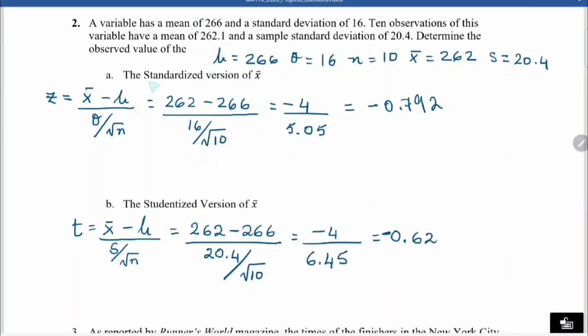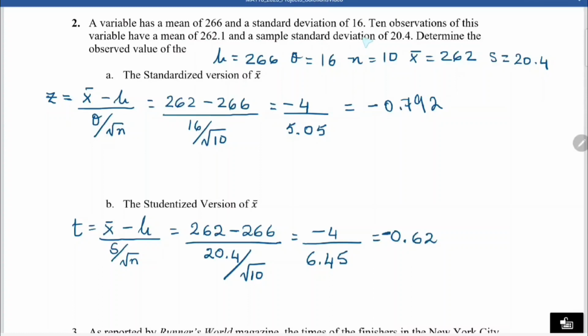All right. Let's look at this question here. It says a variable has a mean of 266 and a standard deviation of 16. 10 observations of this variable have a mean of 262.1 and a sample standard deviation of 20.4. Determine the observed value of the standardized version of x bar, which is the sample mean, and the studentized version of X bar.